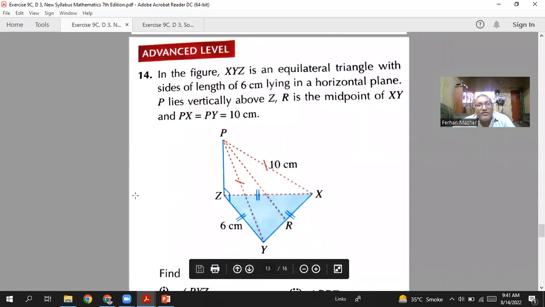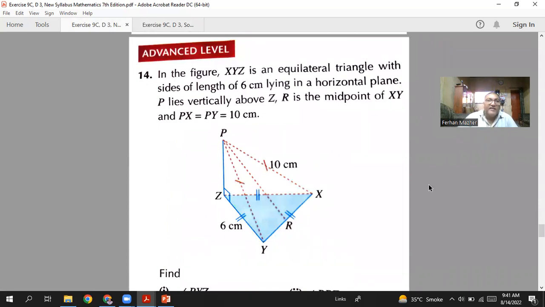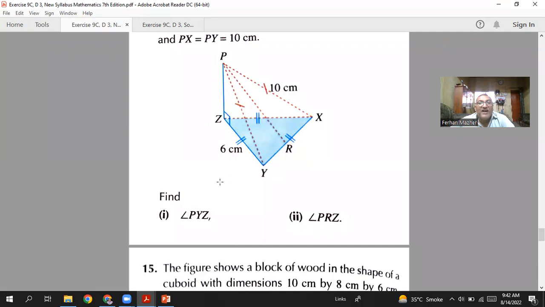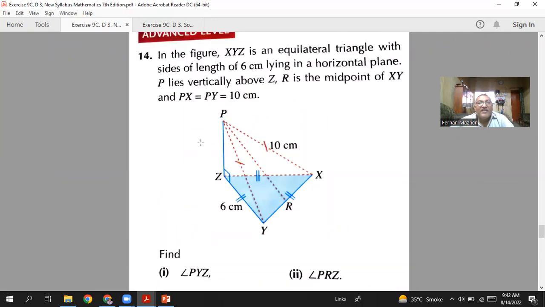The next question coming up on your screen is question number 14. It says, in the figure XYZ is an equilateral triangle with sides of length 6 centimeters lying in the horizontal plane. So XYZ is an equilateral triangle and it's horizontal. P lies vertically above Z and R is the midpoint of XY. And PX and PY are both 10 centimeters. Then the question is find the angle PYZ.